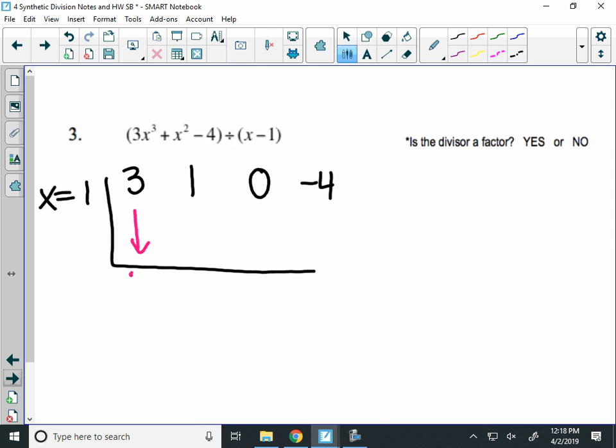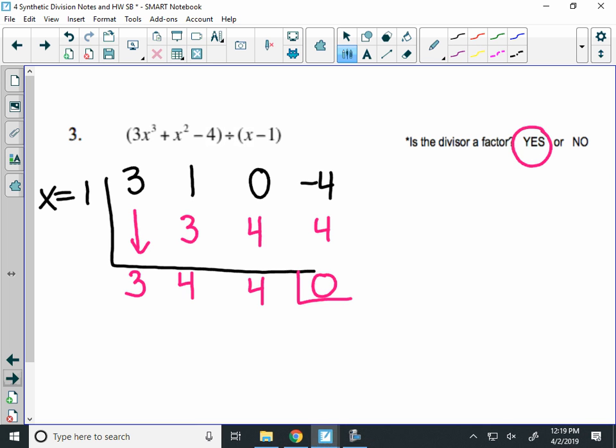And here I'll bring down the 3. 3 times 1 is 3. Okay, 4 when I add. 4 times 1 is 4. Add those. And then 4 times 1 is 4. What's my remainder? 0. So it will be a factor.